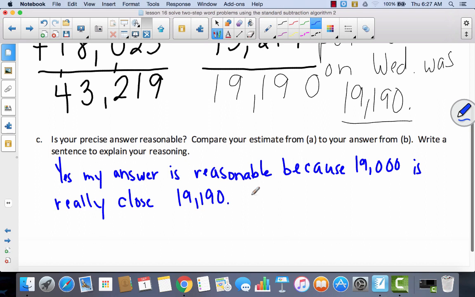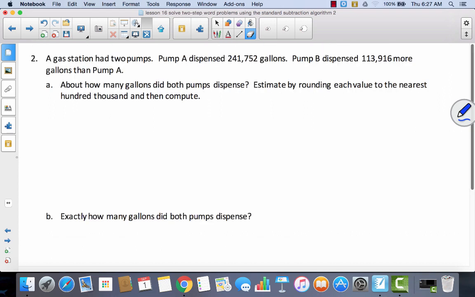So that's why this says, is your answer reasonable, not is your answer right. It just wants to know if your estimate is close to the answer that you got, then that means that this answer is at least very close to the right answer. You still could have made a silly subtraction or addition mistake, but if you ended up with something like 519,000, then you'd be like, oh, hold on, I must have really done something wrong, okay? All right, so let's take a look at problem number 2.